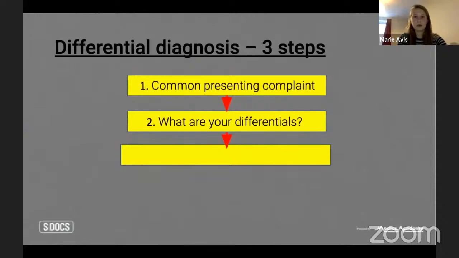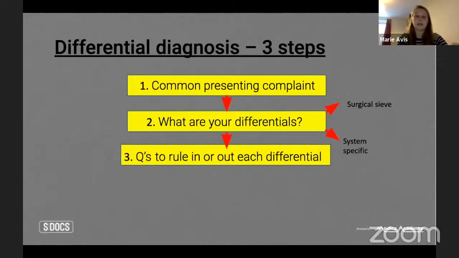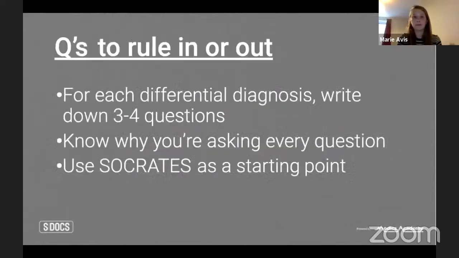So we've got the common presenting complaint, we've got our differentials with our 2 systems, whichever you prefer. And the third part, like I said, is the questions to rule in or out each one. So for each differential, I try and write down 3 or 4 questions that will help me either think, yeah, this is what this patient's got, this is what I should investigate more, or no, actually, I can get rid of that differential from my thinking for a while. Know why you're asking each question. And you can use SOCRATES, another acronym, as a starting point. I'm sure you'll have all heard of it, but it's just an acronym for a way of assessing pain in the patient.